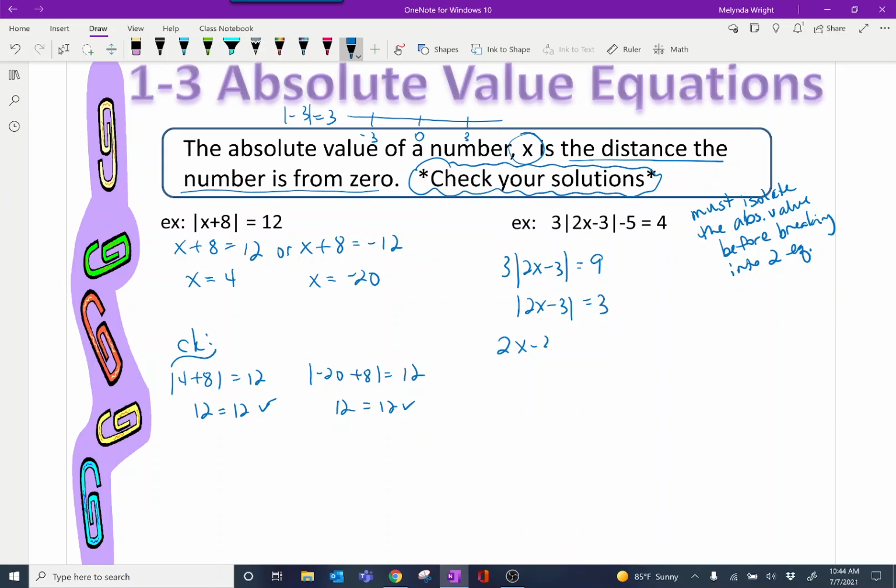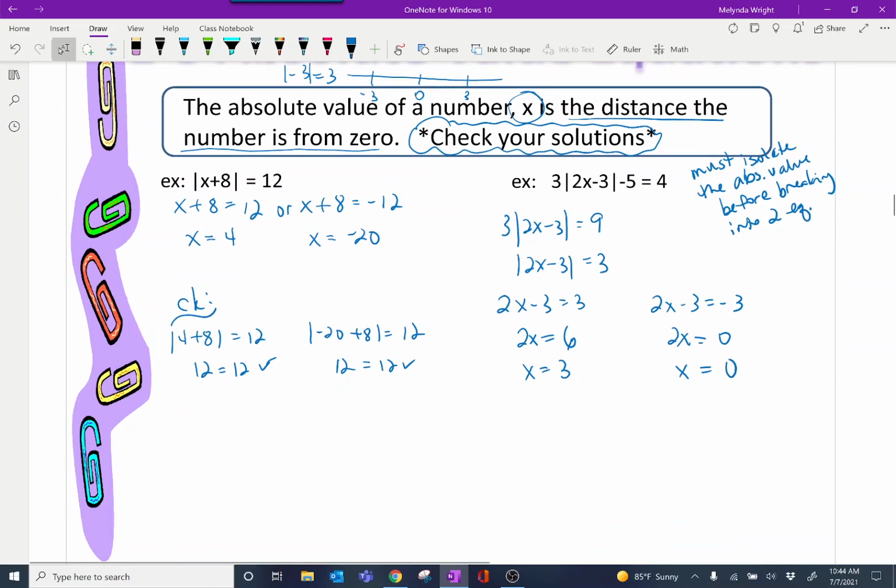I know that 2x minus 3 could be 3. I also know that 2x minus 3 could be -3. And so then we're going to work both of those out. I'm going to add 3. That gives me 6, so x could be 3. Then I add 3 over here, or x could be 0. Those are our two options.